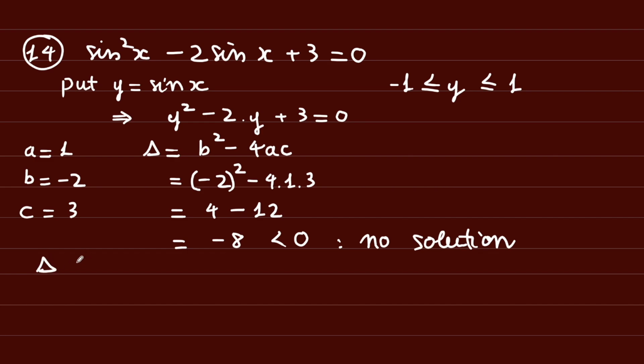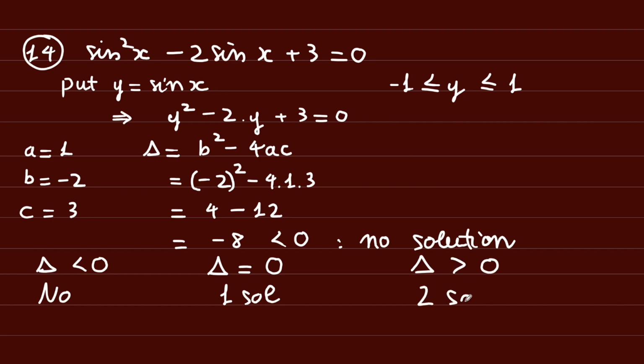If you got discriminant less than 0, the quadratic equation will have no solution. If the discriminant equal to 0, you got one solution. And if the discriminant is greater than 0, you have two solutions for that quadratic equation. Yeah, we finished question 14.